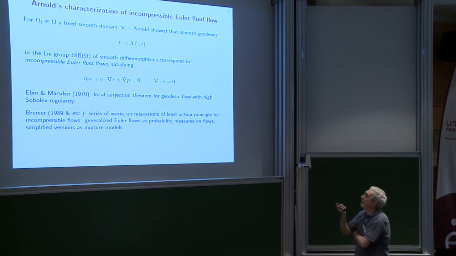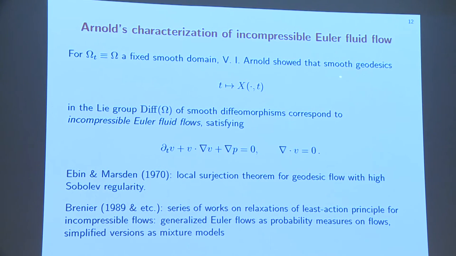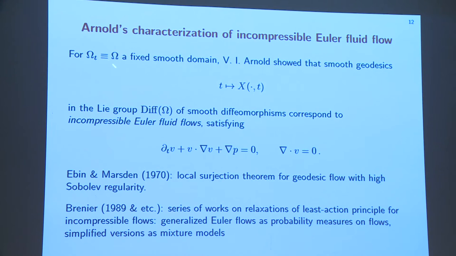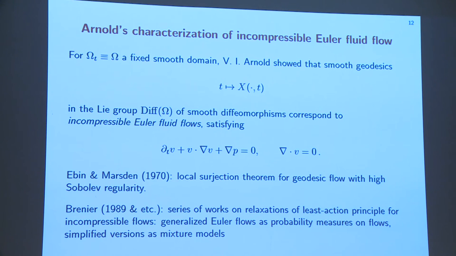Okay, so I want to go back and talk about Arnold's characterization and really derive the geodesic equations in the context here. Smooth geodesics in the Lie group of diffeomorphisms of a fixed domain correspond to incompressible Euler fluid flows. So that's the incompressible Euler equations. This is what Arnold showed and what we'll see in a minute. Ebin and Marsden used this to do some analysis and some geometry. In particular, they showed a local surjection theorem: if you have a diffeomorphism close to the identity in a high Sobolev norm, then there's a geodesic that connects the identity diffeomorphism to that particular one.